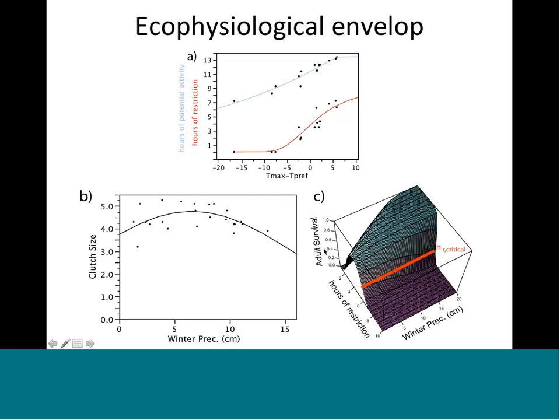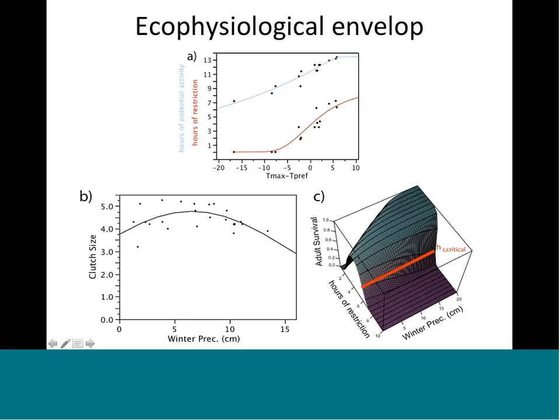So clutch size, data that Jeff Lovich and Josh Ennen assembled, appears to not be affected by hours of restriction or hours of activity. It's simply affected by winter precipitation, which, as I showed earlier, affects the growth of the vegetation that they feed on.